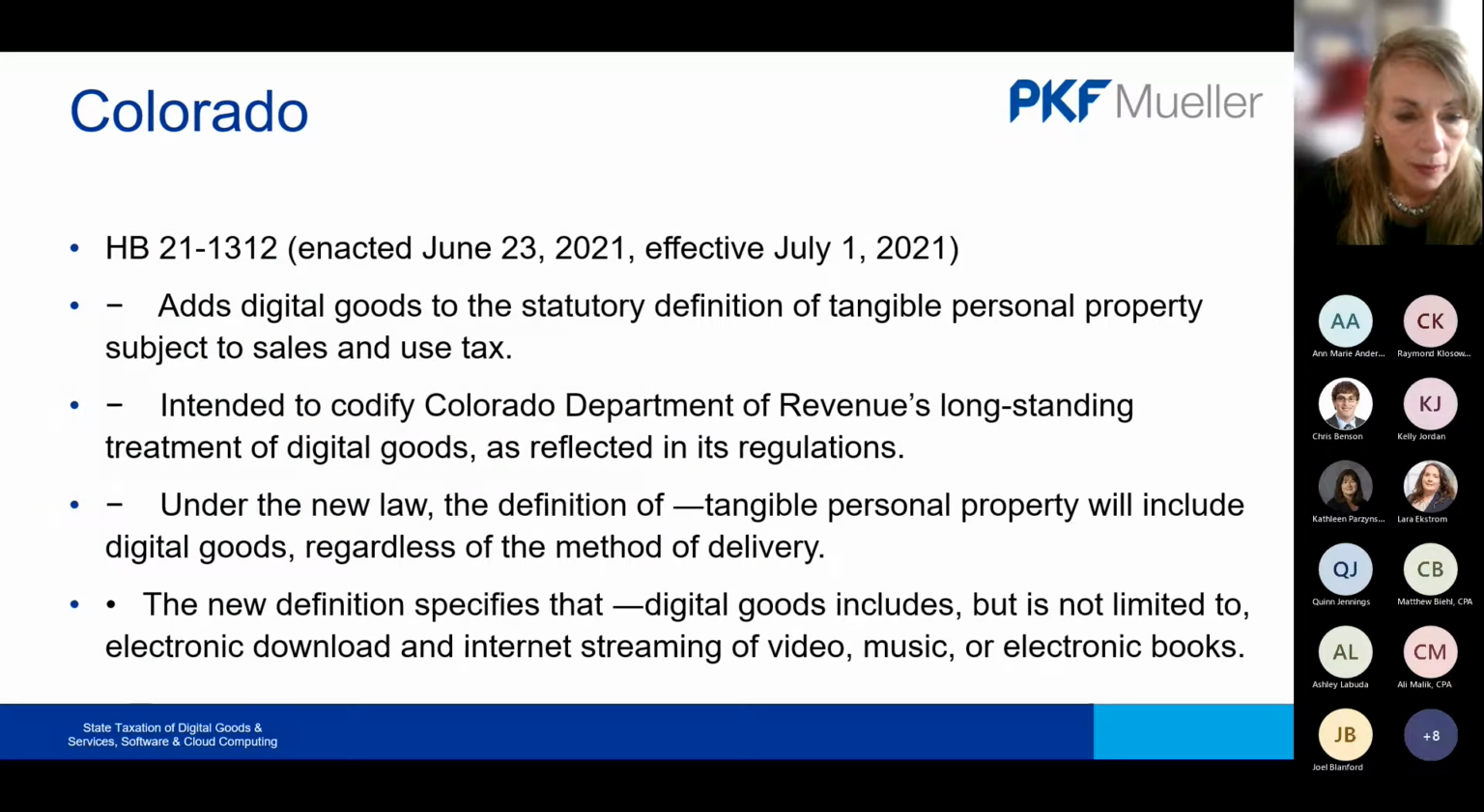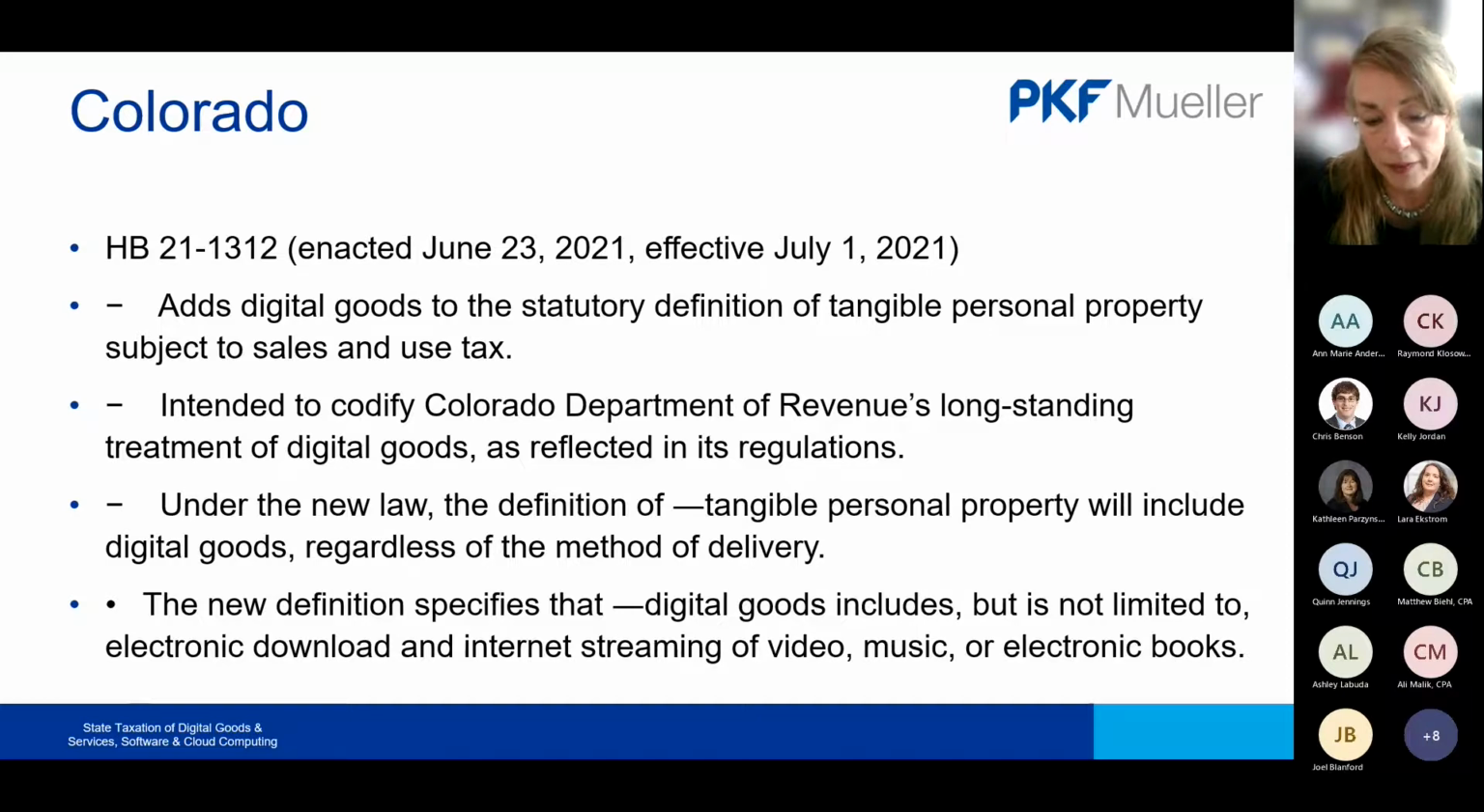So Colorado just enacted HB 21-1312. This adds digital goods to the statutory definition of tangible personal property subject to sales and use tax. This is intended to codify the Colorado Department's long-standing treatment of digital goods and reflect it in its regulations. Again, the new law just treats digital goods as tangible personal property, regardless of how it's delivered. So if you get a CD or USB drive or whatever have you, even though it's not electronic, it's still taxable.